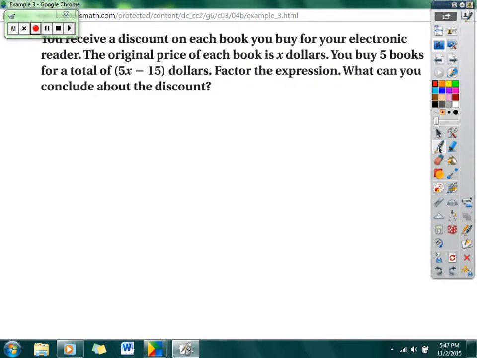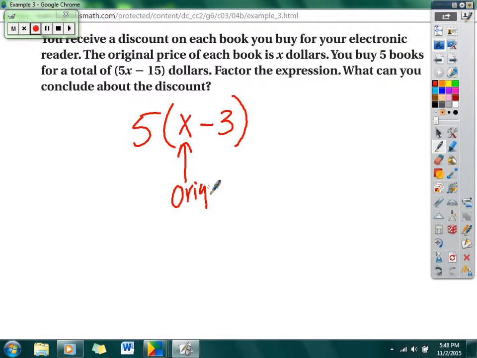So we're looking at 5 and 15. What do 5 and 15 have in common? They have 5. So I'm going to bring the 5 out. 5 times 1x is going to be 5x minus 5 times 3. So it's saying that you buy a book for the electronic reader, the original price is x. We want to know what can you conclude about the discount. We can say that the discount was $3. This is the discount because here's the original price. This is the discount. And this is the amount of books I bought.